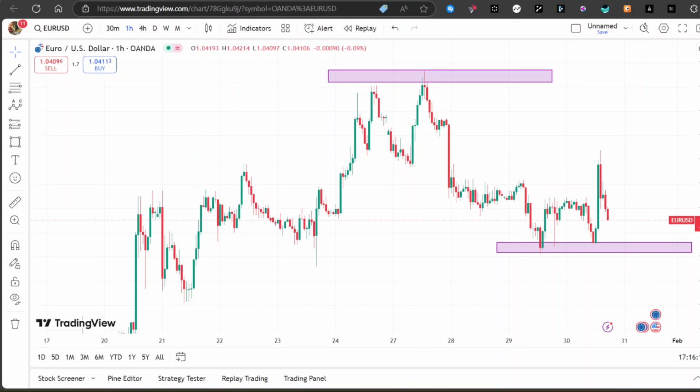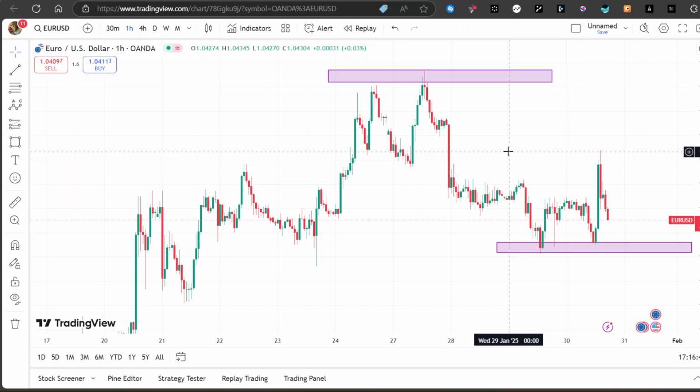First of all, let's quickly talk about what support and resistance are. Support levels are where price tends to find a floor during a downtrend. This is where buyers typically step in and prevent the price from falling further. Resistance levels, on the other hand, act as a ceiling where selling pressure tends to push the price down during an uptrend. So these levels are vital because they help us understand where price might reverse or stall.